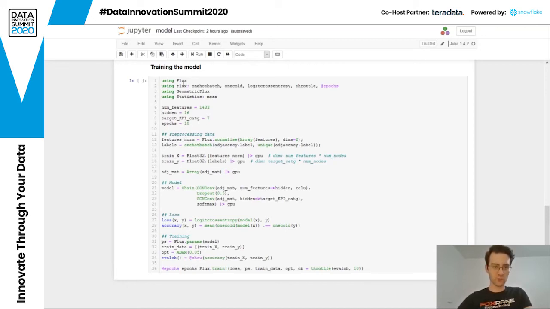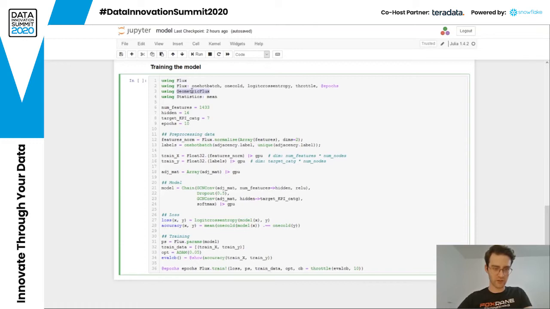To train the network, we're going to use Flux and Geometric Flux. Flux is the main package in Julia to train neural networks, and Geometric Flux is an extension that allows it to train graph neural networks.